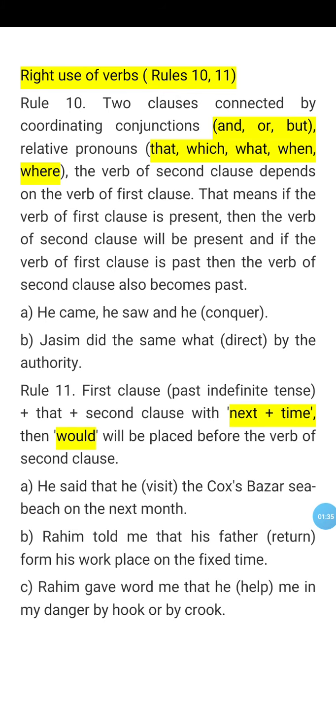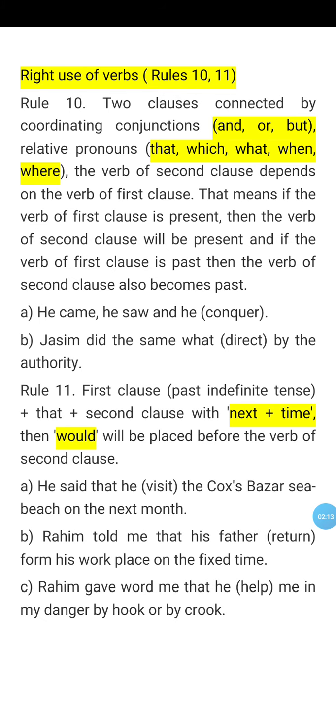Example B, Josim did the same what directed by the authority. We find two clauses here connected with what, and the second clause indicates the passive mode of verb, so the answer will be in passive mode. And we find the first clause past tense, so the second clause will also be past, and the answer will be, in this case, was directed by the authority. Josim did the same what was directed by the authority.